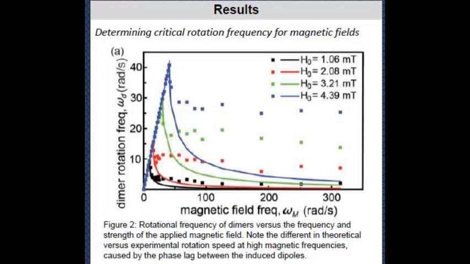This graph in the upper center describes the rotational frequency of the dimers under different magnetic field frequencies. As we can see, up to a certain point the dimers match the frequency of the rotational field, but at a certain frequency they reach a critical point, and the rotation frequency decays from there.